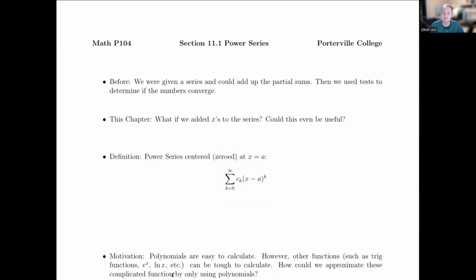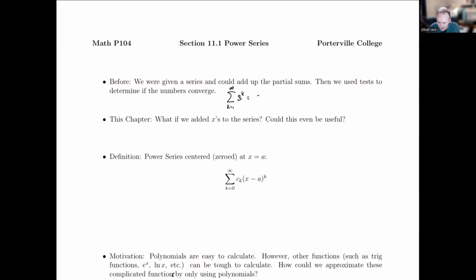So kind of getting started, what's the difference between chapter 11 and chapter 10? Well, before we were given a series and we could add up the partial sums, right? We didn't have any variables or functions involved. It was just something easy like 3 to the k from k equals 1. It could be to a certain number or to infinity. And I'd be like, okay, well, I can just plug in those numbers.